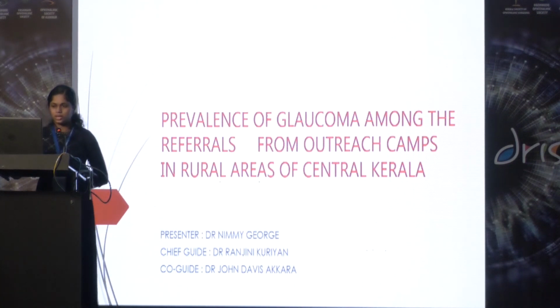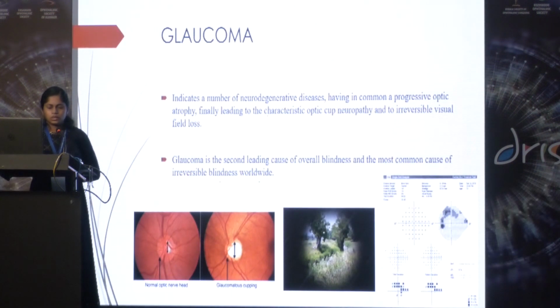Good morning, everyone. My topic is prevalence of glaucoma among the referrals from outreach camps in rural areas of central Kerala. Glaucoma indicates a number of neurodegenerative diseases having in common a progressive optic atrophy, finally leading to the characteristic optic neuropathy and to irreversible visual field loss.